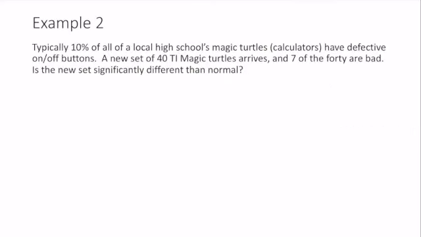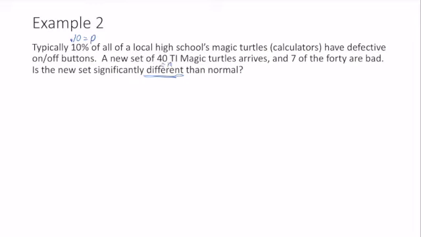So example 2. Typically 10% of all high schools' Magic Turtles, this is a brand of calculator, have defective on-off buttons. A new set of 40 Magic Turtles arrives, and 7 of the 40 are bad. Is this new set significantly different than normal? Okay, so what are my key pieces of information I need to take from this question? The first one is typically 10%, so 0.10, that's our standard population proportion. That's how many of these calculators typically don't work. But then I got a new shipment. So this new shipment of 40 calculators is my sample size, and 7 of the 40 are bad.